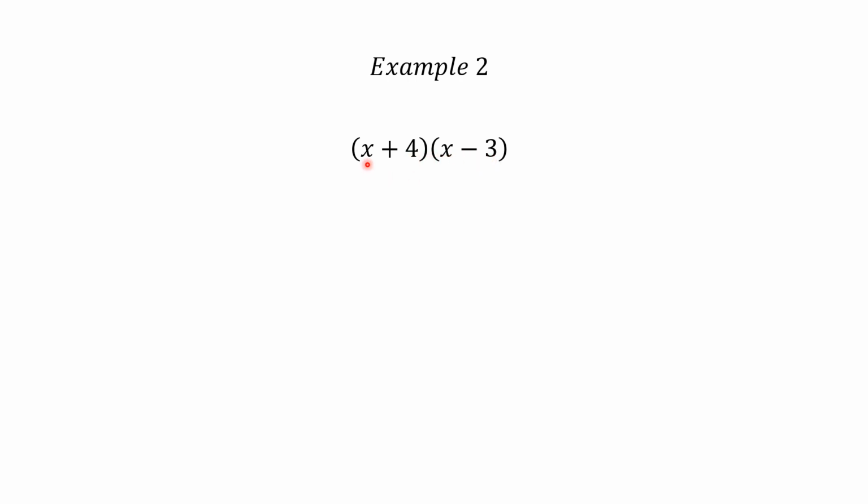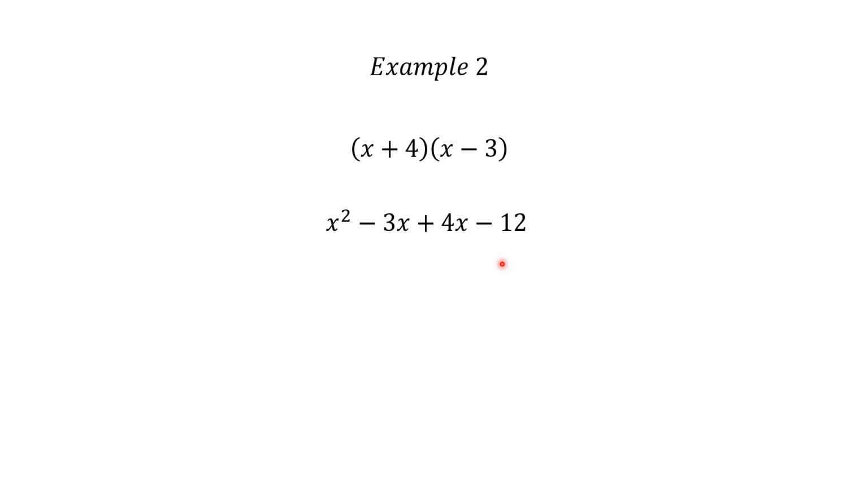If you do that, x times x gives you x squared, x times minus 3 gives minus 3x, then 4 times x gives 4x, then 4 times minus 3 gives minus 12. So the answer becomes x squared minus 3x plus 4x minus 12. X squared we got when we said x times x, then x times minus 3 gives minus 3x, 4 times x gives plus 4x, and finally 4 times minus 3 gives minus 12.